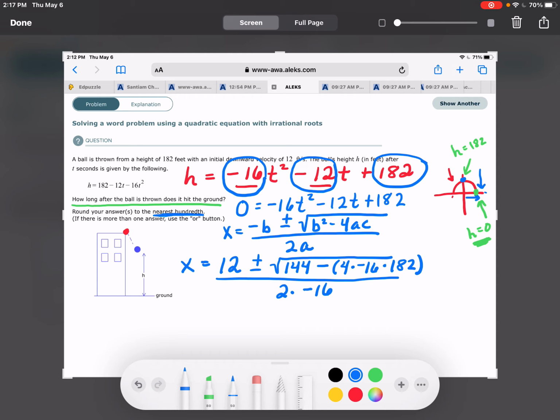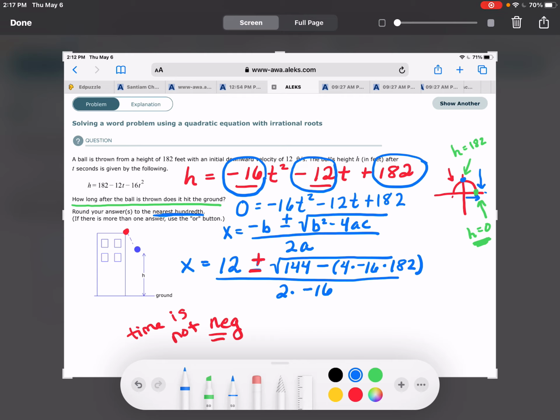You're going to do one of the answers as a plus and then do it all over again to get a minus. What's going to happen is you're going to end up with one negative answer, and that doesn't make any sense. Time is not negative. So we're going to throw that out. The reason that exists is because even though we threw the ball from 182 feet high, the sort of mirror image of the parabola over on this side, you can see I'm making it blue, it doesn't really exist, but the symmetry shows up on the graph.